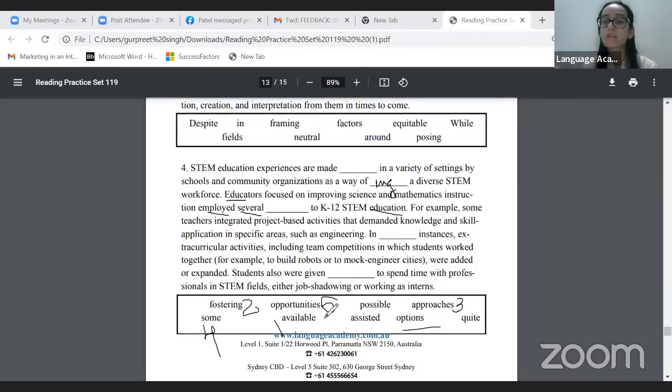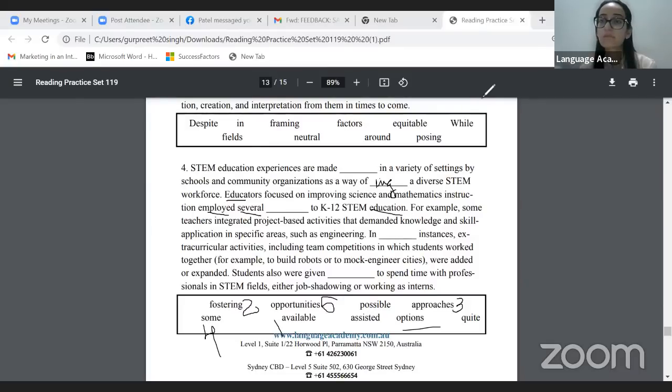Any confusions, anyone in this question? The first one is made available. Second, after of comes the ing form of a verb. And after several, we need a plural noun, something that people can put into education systems. There can be different approaches, different methods in the education system. In some instances, we just have to fill a common blank. And students were given opportunities because it's a good platform for them to meet professionals. So that would be opportunity for them.